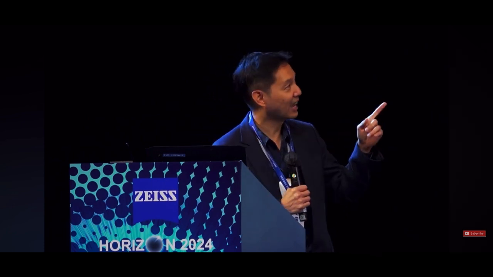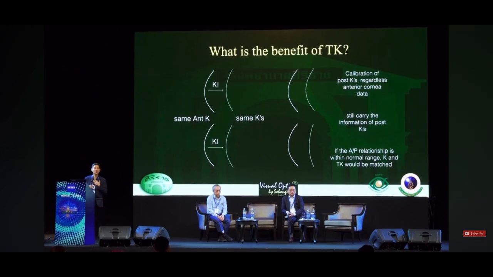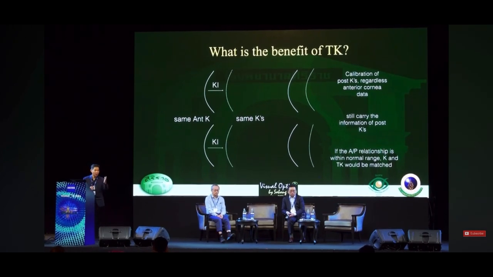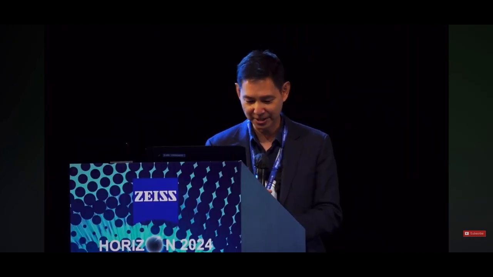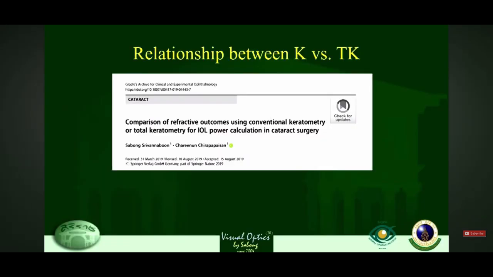And it will show you that once you calibrate it back, if the AP relationship is not in the normal range, it will show the difference between the K and the TK. And I think this is very beneficial to me because when I look at the patient's measurements, I always compare these two values together. So we have a study in 2019 looking at the way of using this total keratometry.